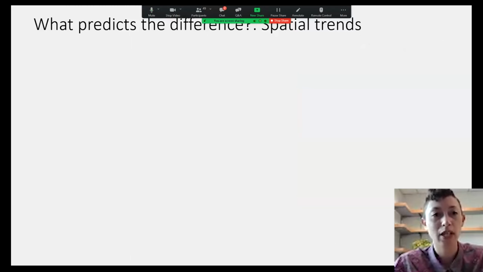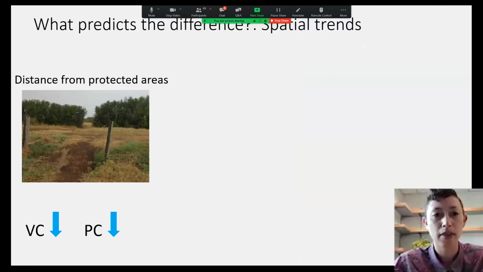So then we wanted to see what actually predicts the difference. There are a few different factors we looked at, but I'll just highlight 3 of them. We found that with increasing distance from the protected areas, both verified and perceived conflict decreased, which is what we predicted because, as you recall, there are quite a lot of crossing points in that fence.